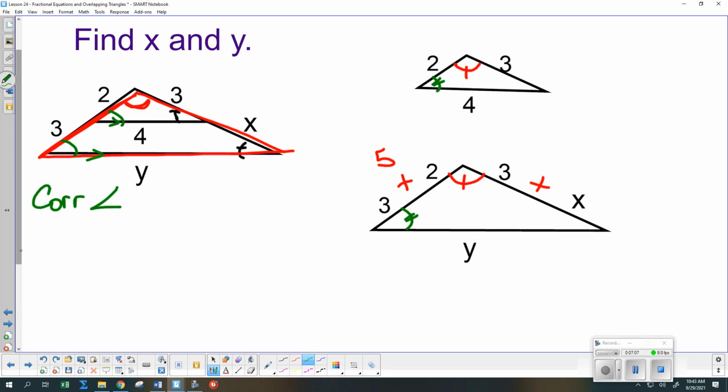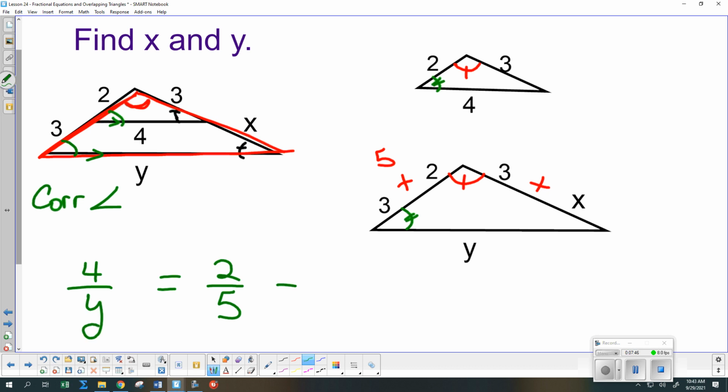So if I go, see, in the bottom one I have an X on the right and a Y on the bottom. So I think I'm going to start with the left where I've got a number. So I can set up 2 over 5. Those are the sides that are across from the angle that's not labeled, so they are corresponding sides. That needs to be equal to 4 over what? 4 is across from the red angle with 1 tick mark, and so it's going to be over y.